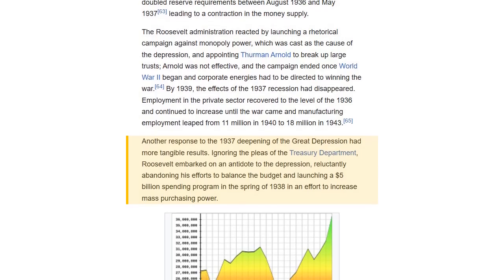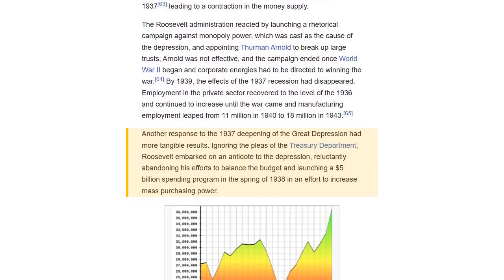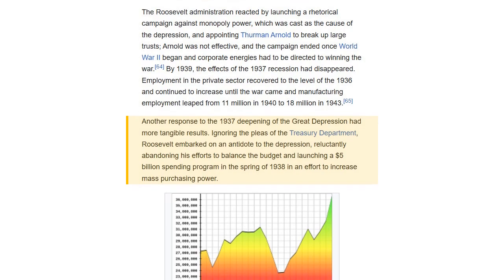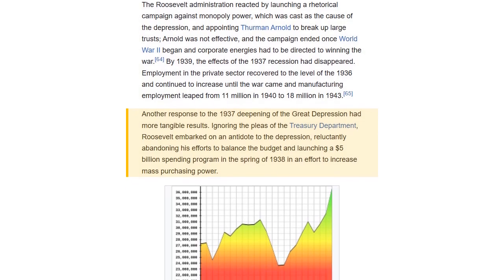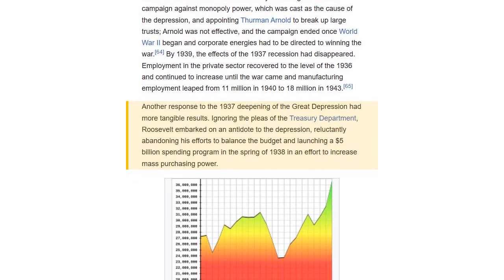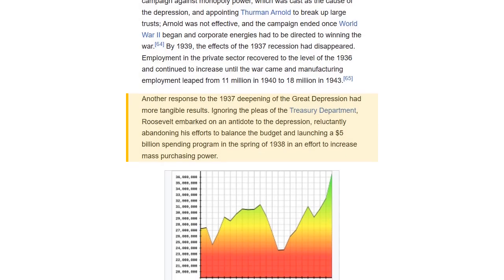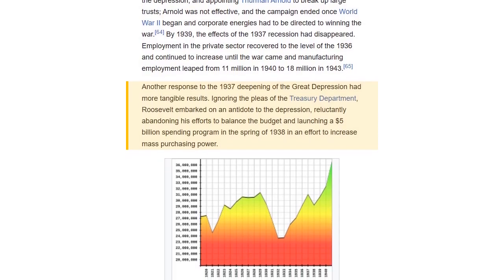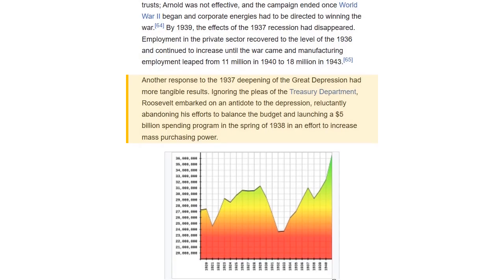Another response to the 1937 deepening of the Great Depression had more tangible results. Ignoring the pleas of the Treasury Department, Roosevelt embarked on an antidote to the Depression, reluctantly abandoning his efforts to balance the budget and launching a $5 billion spending program in the spring of 1938 in an effort to increase mass purchasing power.